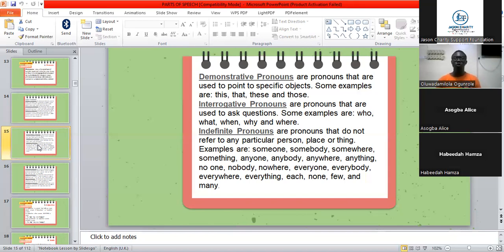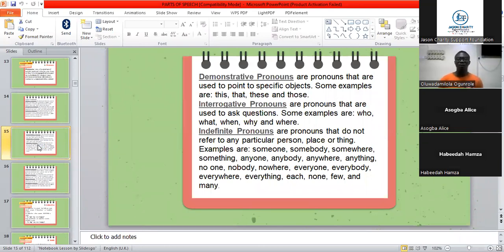So if I say someone, someone is not anybody. But if I say Tolu did this job, Tolu has been identified as the person who did the job. But if I say someone did the job, it means I don't know specifically who has done the job. I'm just picking at random. Somebody, somewhere. I am going somewhere. If I tell anybody I am going somewhere, it means I did not identify the specific place I am going. Something, anyone, anybody, anywhere.